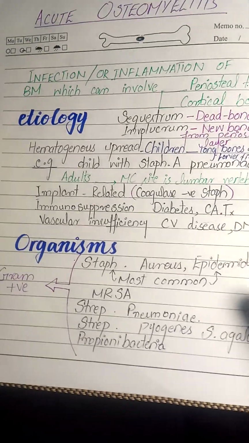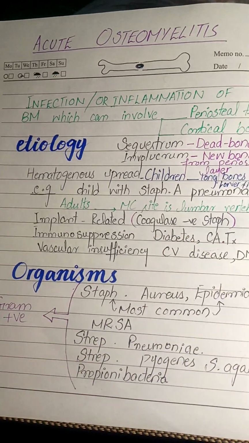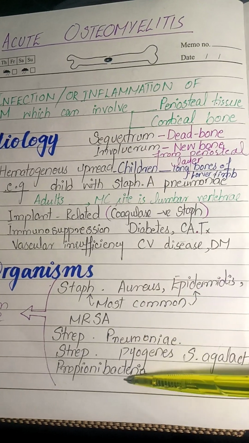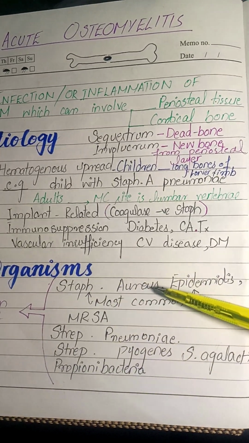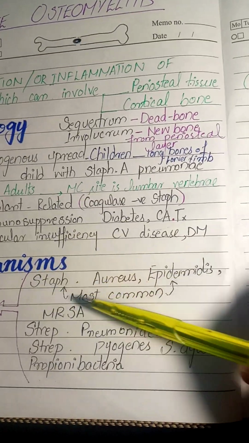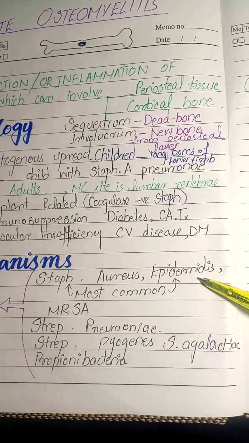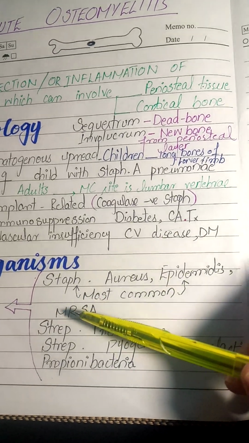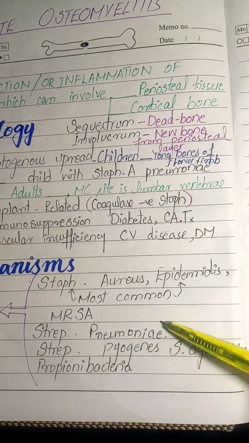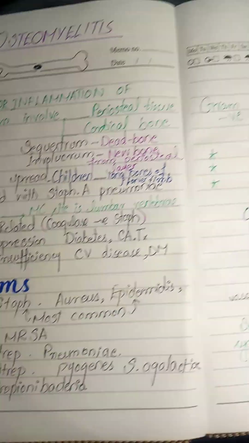Coming to microbiology, we've got gram-positive organisms, which include staph species, strep and propionibacteria. Staph species include Staph aureus and epidermidis, and these are most common organisms if the infection is monobacterial. And then of course MRSA, and then strep species include Strep pyogenes, Strep pneumoniae and Strep agalactiae.